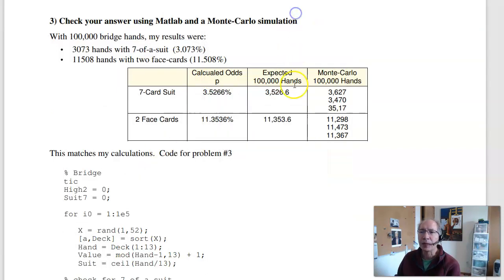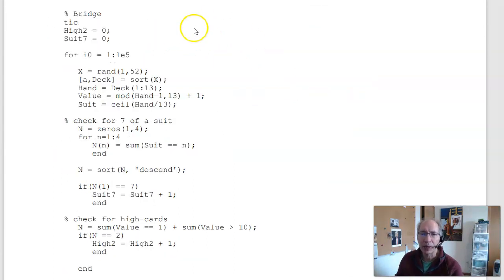Problem 3. Check your answers with the Monte Carlo simulation. So here, what I did is I wrote a program. I'm going to deal out cards. That's what this does. I'm going to generate 52 random numbers, then sort them. The second output is what I want. That gives you the order of the sort. Pick out the first 13 cards. And what that'll look like is this.